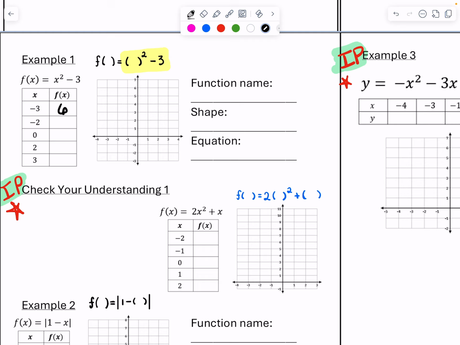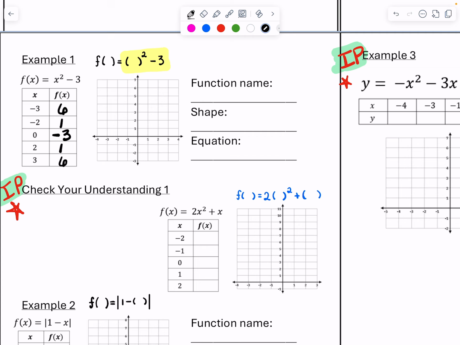Then I'd substitute in -2. -2 squared is 4. 4 minus 3 is 1. Then I substitute in 0. 0 squared minus 3 is -3. Substituting in 2, 2 squared is 4. 4 minus 3 is 1. And then 3 squared is 9. 9 minus 3 gives me 6.